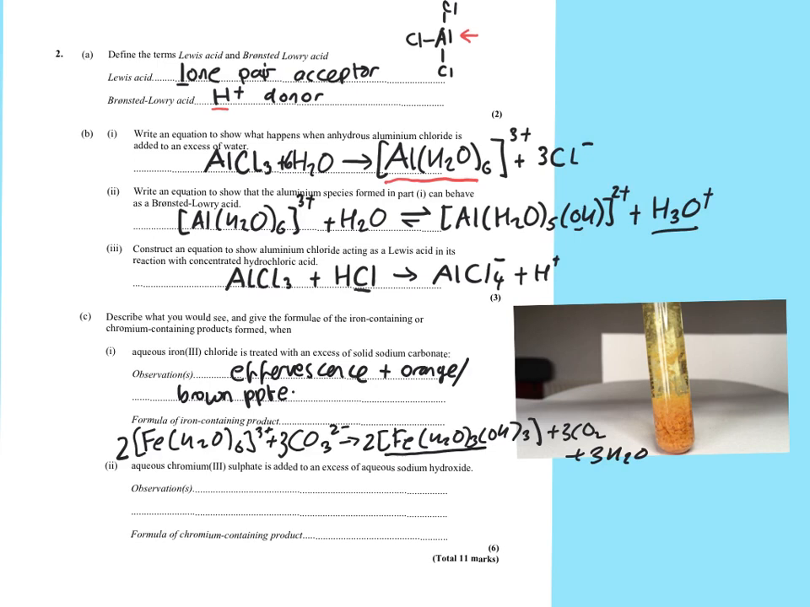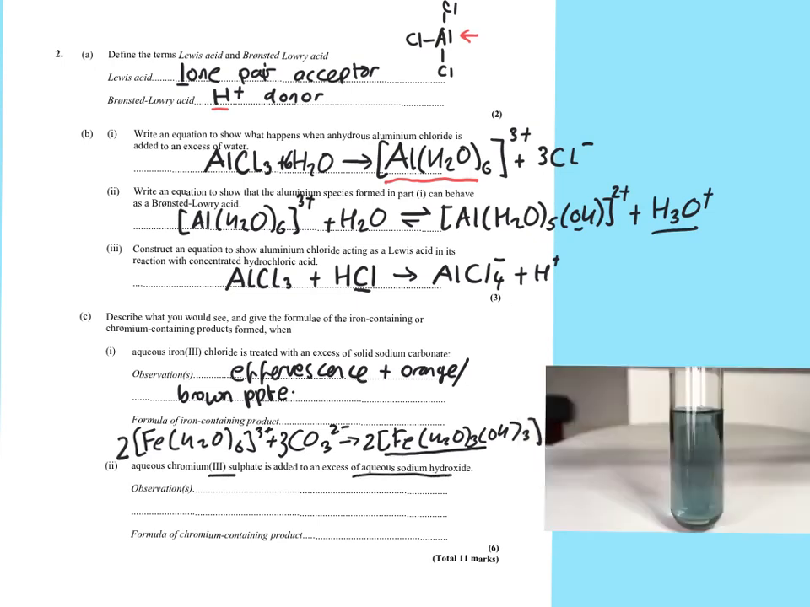In this next question, it says aqueous chromium(III) sulfate is added to an excess of aqueous sodium hydroxide. Let's take a look at that. In this video, it's the other way around. So we add the sodium hydroxide, we get a precipitate. When there is an excess of the sodium hydroxide, the precipitate redissolves.